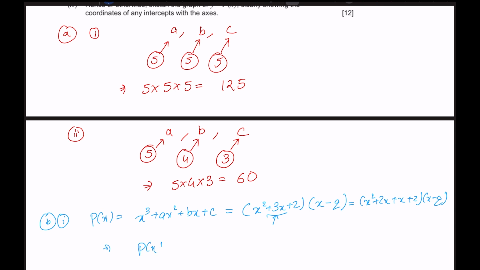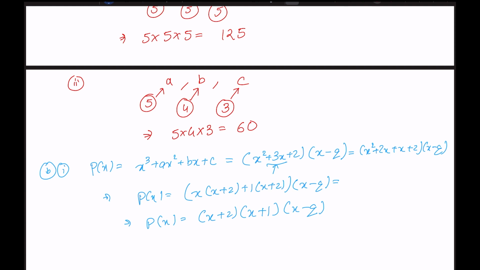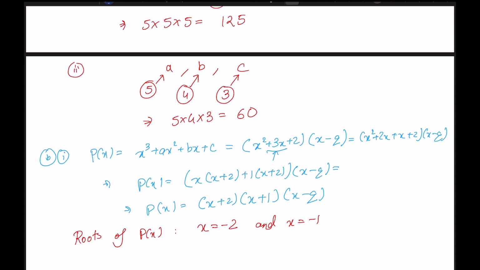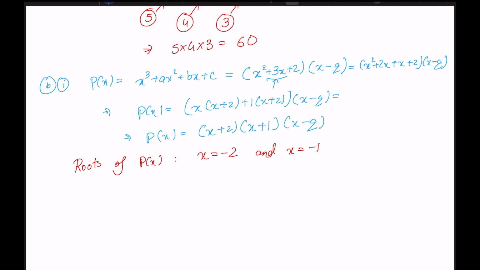So P(x) can be written as: if I take an x common, it will be x plus 2, and taking a 1 common, it will be x plus 2, and there is x minus q. So finally P(x) can be written as x plus 2 times x plus 1 times x minus q. From this we can say the roots of P(x) would be x equals minus 2 and x equals minus 1. Also x equals q will be another root, but we still don't know the value of q, so I'm ignoring that root for now. These will be the roots.